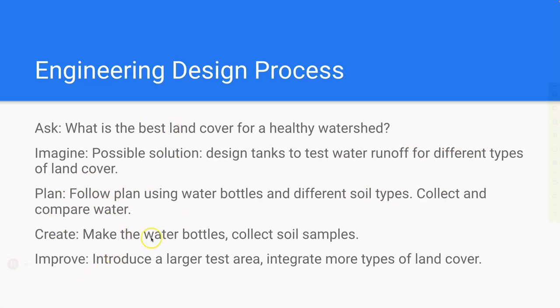When I created it, I made the water bottles and made sure I collected my soil samples. And then to improve it, I'd probably say use a larger test area, so something bigger than a 2-liter bottle. Maybe use like a 55-gallon drum or something, or even use a field, kind of like what Penn State does with their grass testing. And then integrate different kinds of land cover, so more than what I did.